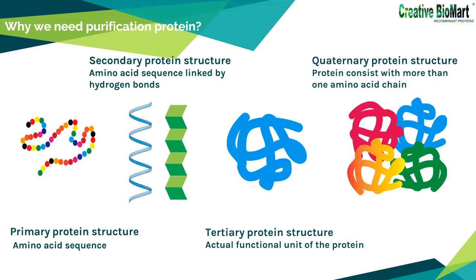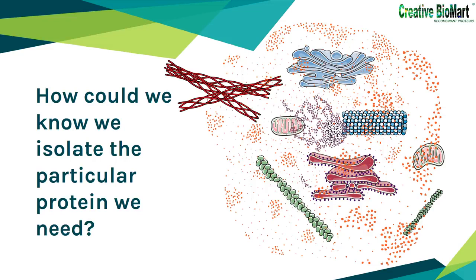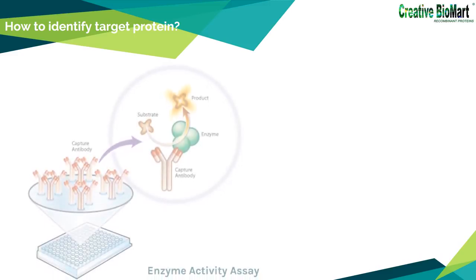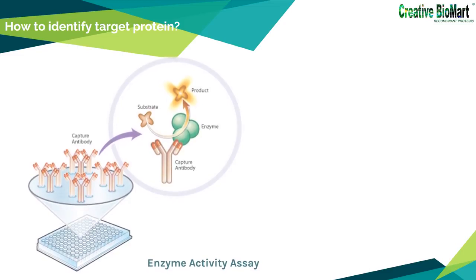Because pure protein is so important for further analysis, we will discuss the protein purification methods which are usually used. Purified protein contains only one type of protein which we are interested in. At the beginning, this protein may be only a tiny fraction of the complex. How could we know we isolate the particular protein we need? We need an assay for some unique identifying property of the protein, so that we can tell when the protein is present or whether this is a target protein. Determining an effective assay is often difficult.